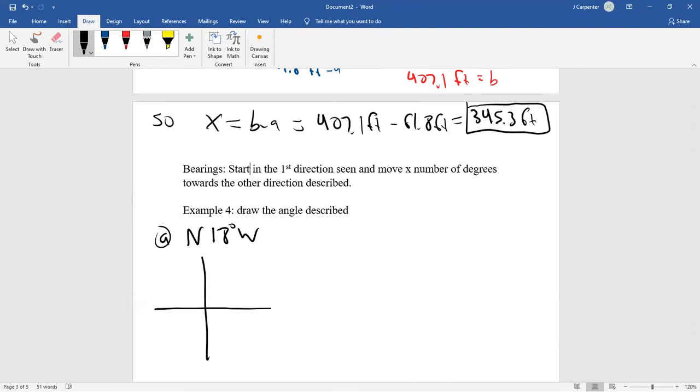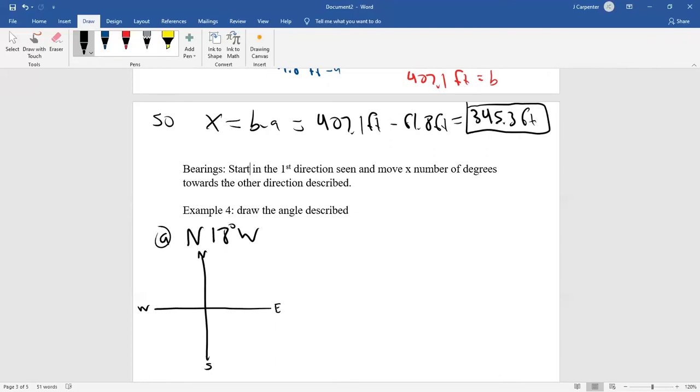Well, I hope you all know that north would be here, east would be here, south would be here, and west would be here. Instead of just x and y, these are no longer x, y axes. These are north, south, east, west, weather vane kind of things. So we're supposed to be drawing the angle north 18 degrees west. North by 18 west is how some people like to phrase it.